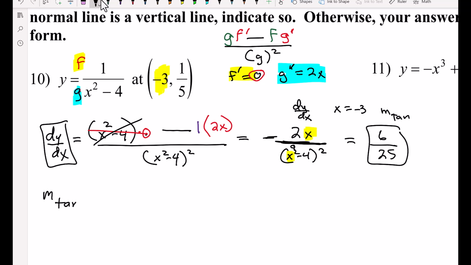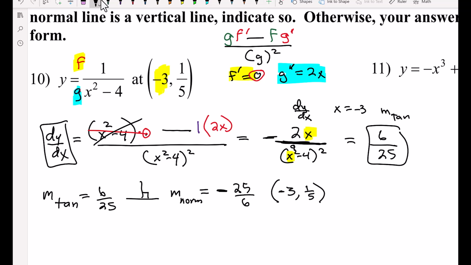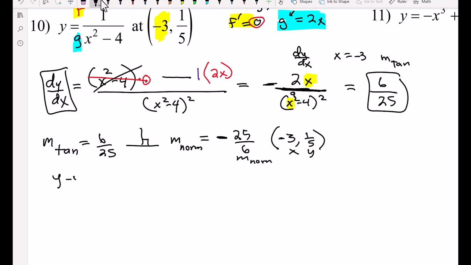So if m tangent is 6 over 25, remember, m normal is perpendicular, so m normal will be the opposite. So this is positive 6 over 25, so negative, and then you do the reciprocal. And then it's still going to be at that exact same point. Well, this is our x, this is our y, this is our m normal. And now we use point slope formula. Remember, y minus y1 equals slope times x minus x1 from algebra 1.